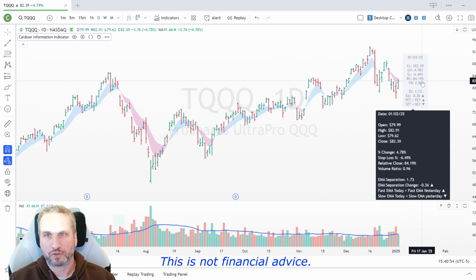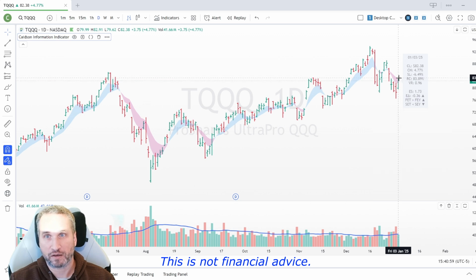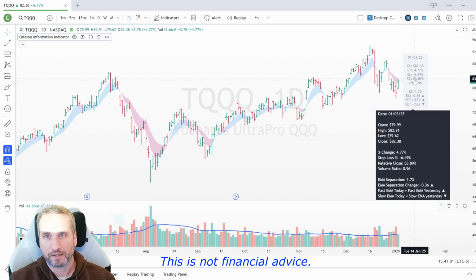The relative close position, which means where is this bar's closing price in relation to the height of the bar. So 100% means you close at the top of the bar, 0% means you close at the bottom of the bar. So anything above 50 is more than half the bar, so you could argue that's bullish. I like to say if it's 75% or more, it's definitely bullish.